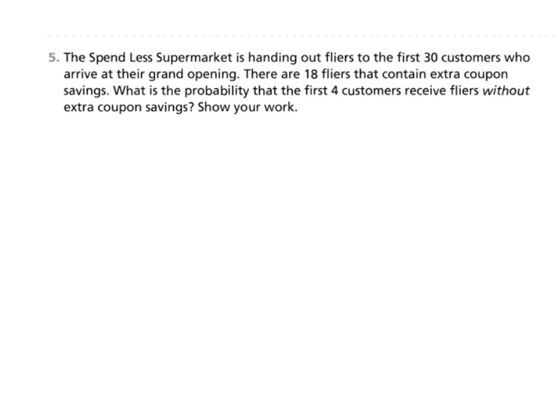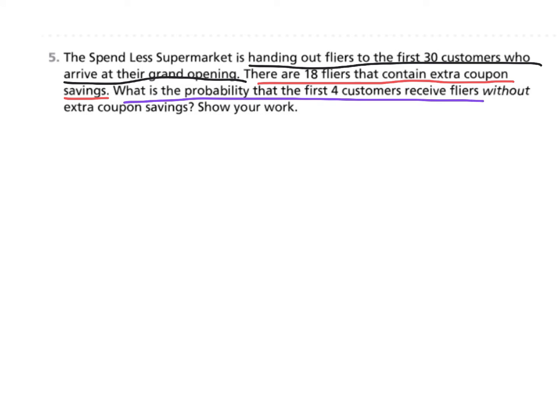Number 5, the Spend Less supermarket is handing out flyers to the first 30 customers who arrive at their grand opening. There are 18 flyers that contain extra coupon savings. What is the probability the first 4 customers receive flyers without extra coupon savings?